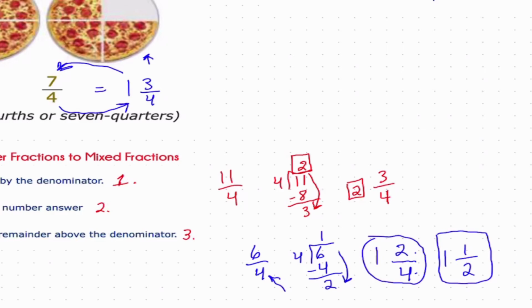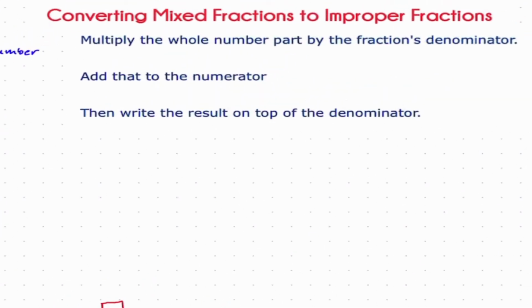All right, converting, let's go up to converting mixed fractions to improper fractions. Okay, so our steps are going to be these right here. Again, we have 3 steps. We're going to multiply the whole number part by the fraction's denominator. And then we're going to add it to the numerator and then write the result on top of the denominator. Okay, so let's look at an example here. Let's take our mixed fraction to be 3 and 2/5.